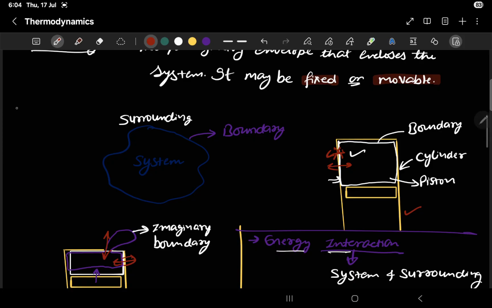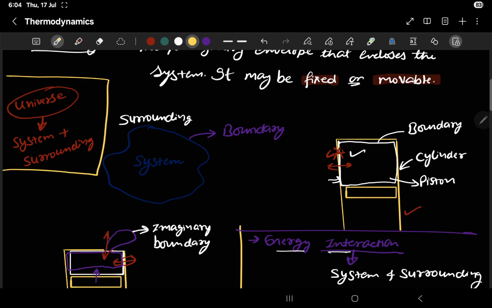So next, let me talk about what is universe. Universe is the total of system plus surrounding. System and surrounding combined is called universe. So this whole section will be called universe.